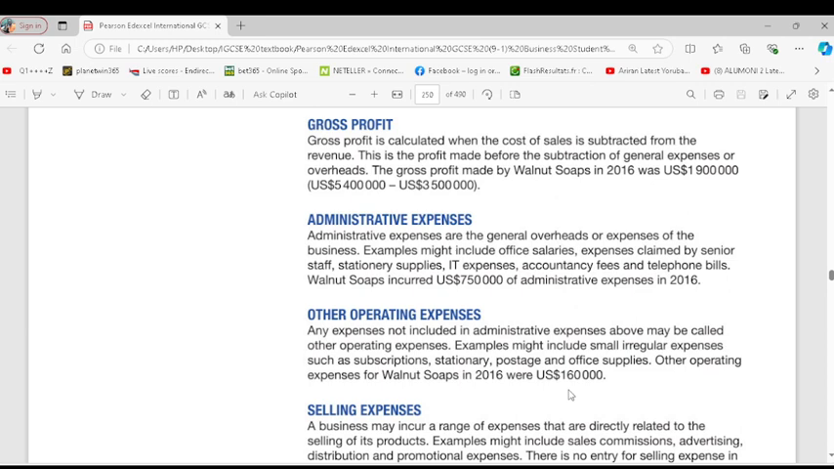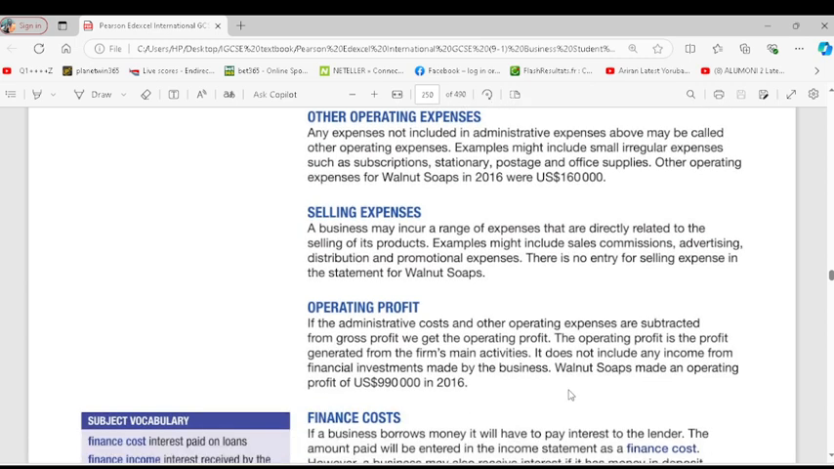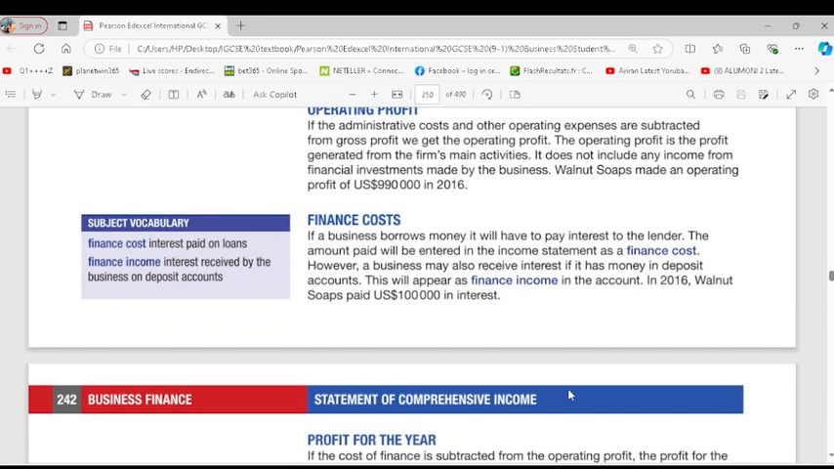Okay, the selling expenses. When you talk about selling expenses, these are amounts you spend before you are able to sell your products, like commission, advertisement, and distribution. These are all part of selling expenses, all expenses you incur before selling the product. Clear? Finance cost. These are interest that you have to pay.